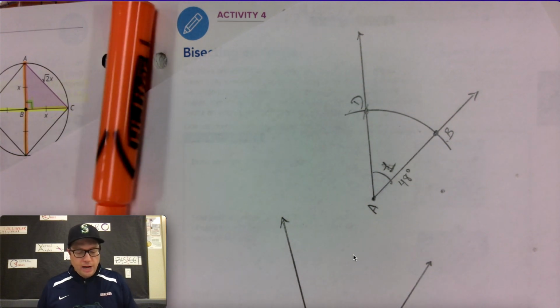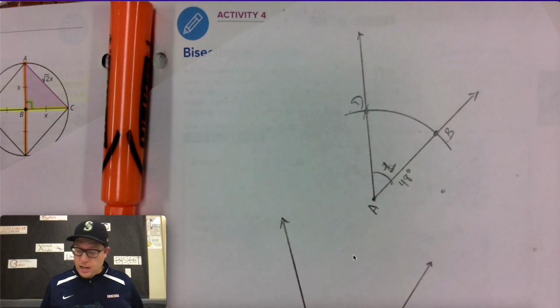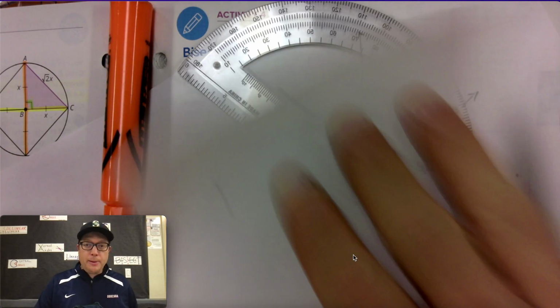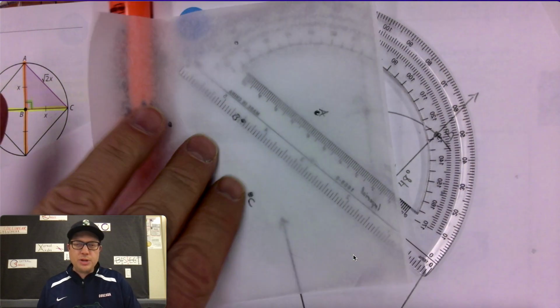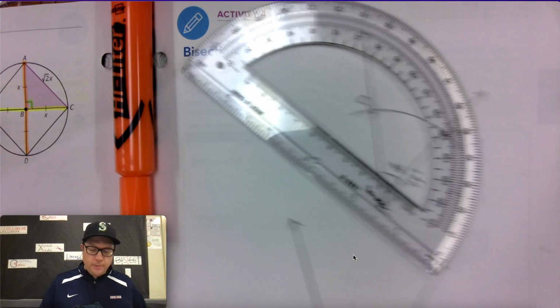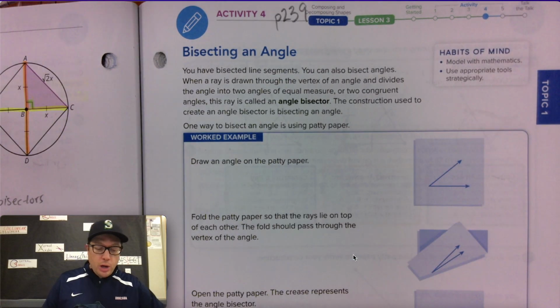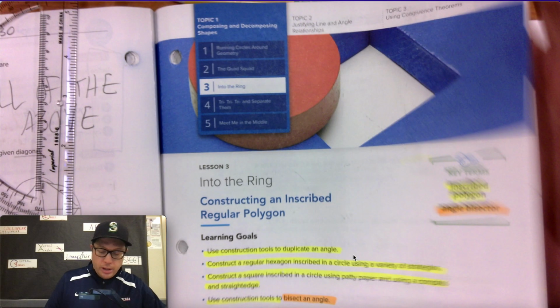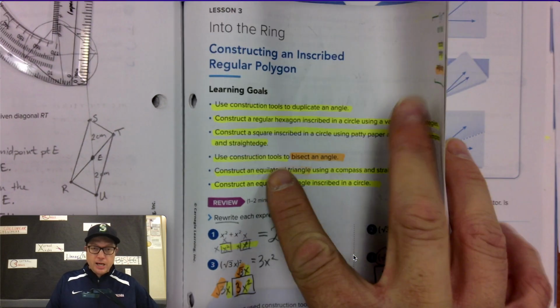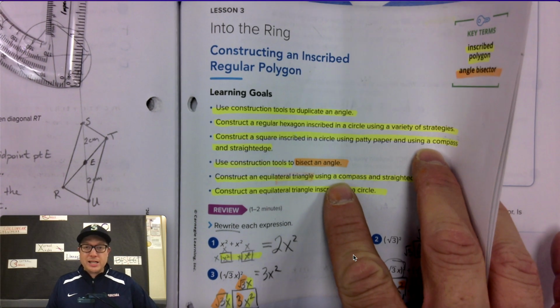Have a highlighter, a pencil, a protractor, maybe even some patty paper, especially this, because this is one thing that we're going to be using as a tool right here. If you're wondering why this lesson is included in the all, it's because we're going to use construction tools to bisect an angle. It's literally a learning goal, and this is the activity that allows us to cover that.